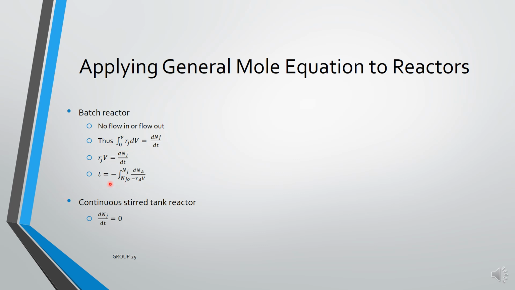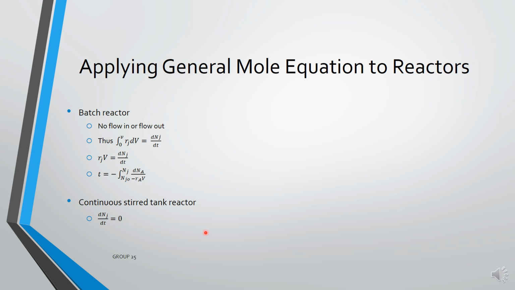t is equal to negative integral of dNj over minus rjV, with lower limit Nj0 and upper limit Nj. The equation is resolved to this because for a chemical engineer, we are interested in the time it takes a batch reactor to finish a reaction.